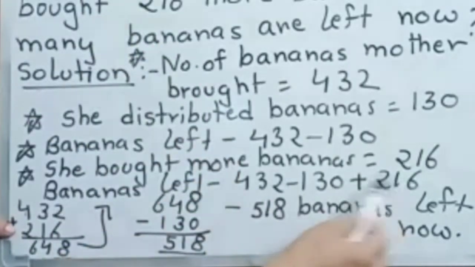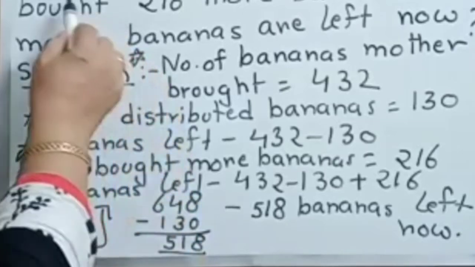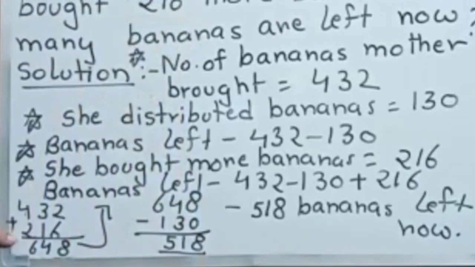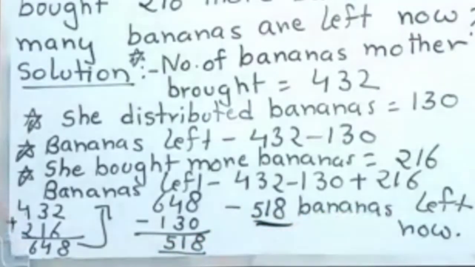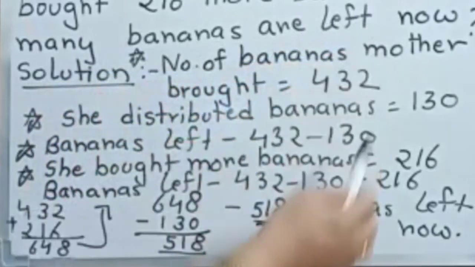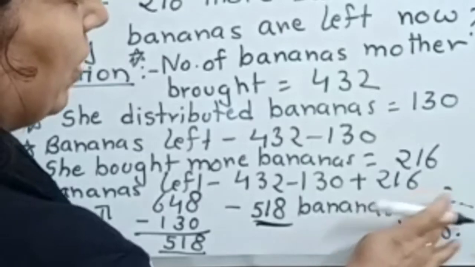432 plus 216. First you add this. 2 plus 6, 8. 3 plus 1, 4. 4 plus 2, 6. So 648. Take away 130. 130 bananas distributed. So 130. 8 minus 0, 8. 4 minus 3, 1. 6 minus 1, 5. How many bananas are left? 580 bananas left now. How many bananas are left now? 580 bananas are left now.